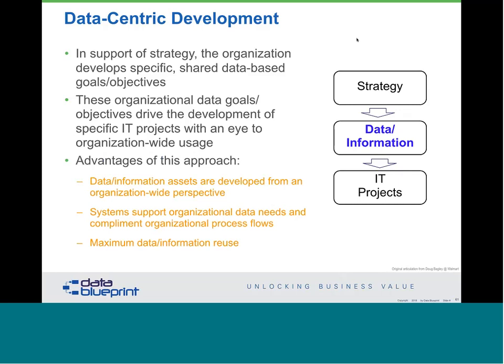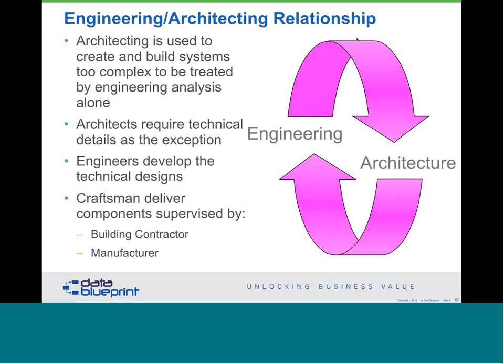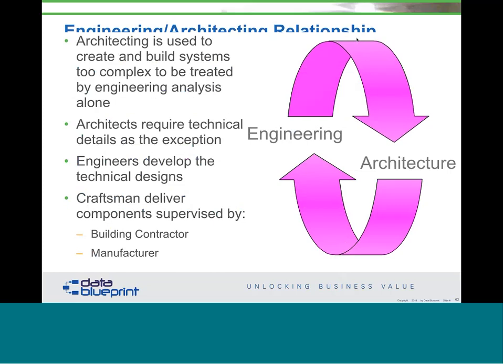Now, these architecture pieces are important. It's very difficult to have architecture without engineering as well, so architecture is used to build and create systems that are too complex to be treated by engineering analysis alone, meaning they're just really big projects. The architects require technical details as the exception, and the engineers develop the technical designs, then employing craftsmen to deliver the various components, like a building component manufacturer, et cetera, around this.